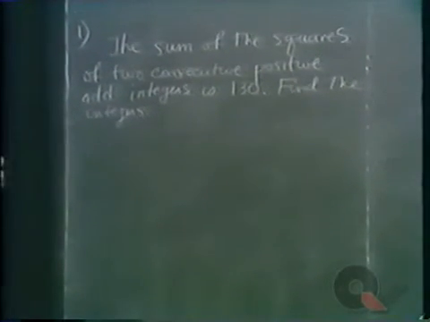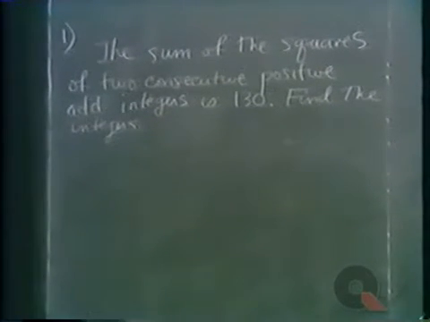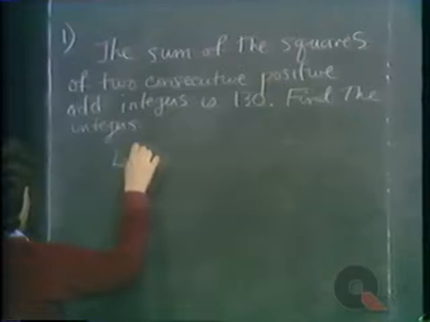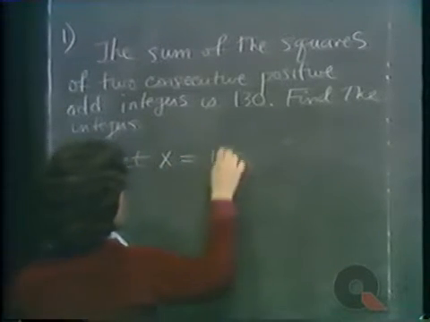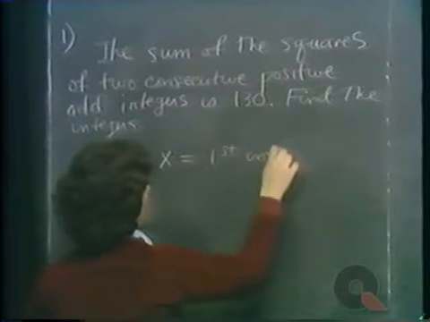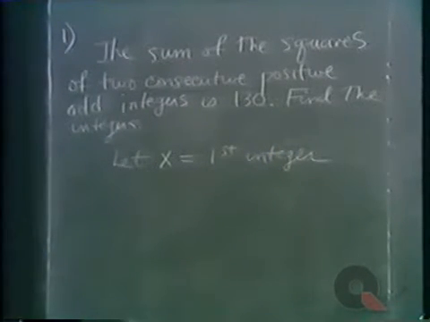Now, the first problem on the sheet I have written up here on the board. The sum of the squares of two consecutive positive odd integers is 130. Find the integers. Okay, we will start by letting x represent the first of these integers. The question is, how can we represent the second one?